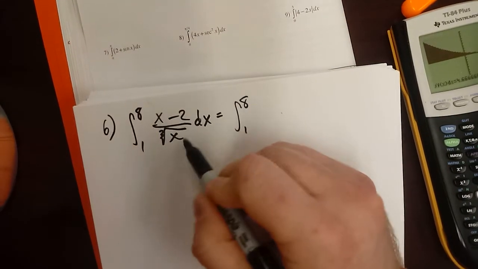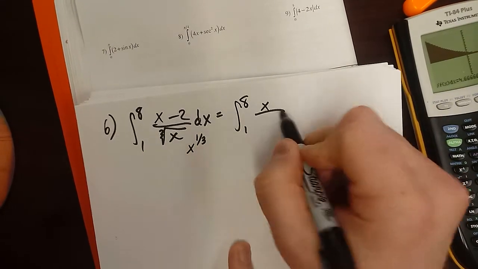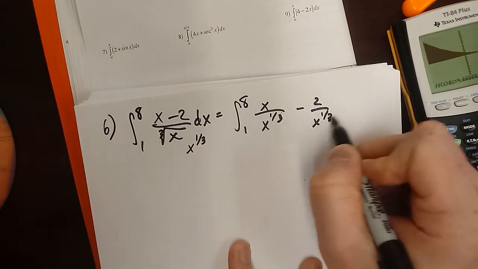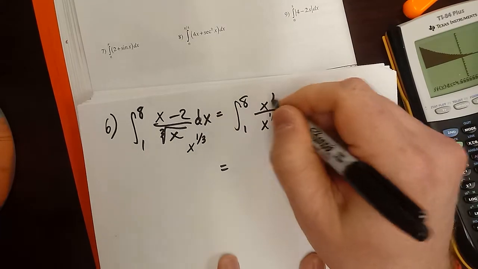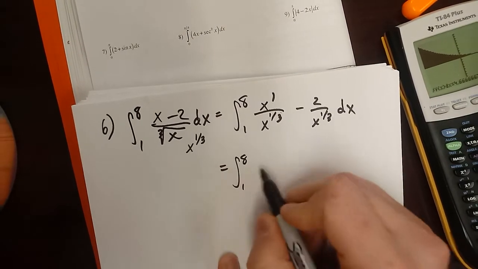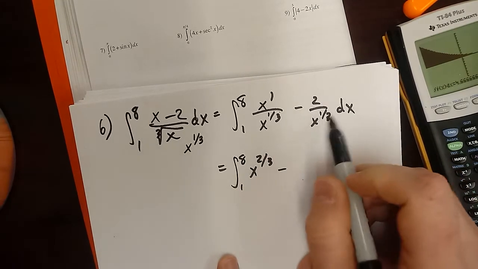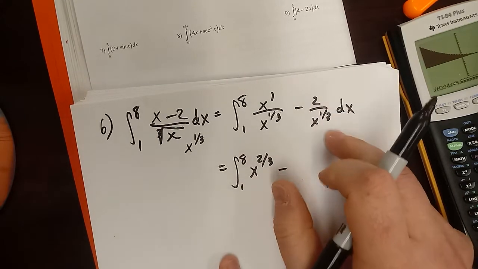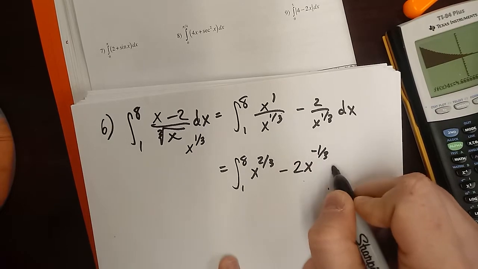First thing, this is x to the 1/3 on the bottom. And I can rewrite this as x over x to the 1/3 minus 2 over x to the 1/3 dx. Or, remember we subtract exponents. So 1 minus 1/3 is 2 thirds. So 1 to 8 of x to the 2/3 minus, and since it's on the bottom, it's to the negative 1/3, you could say 2x to the 0 minus 1/3. So it's 2x to the negative 1/3.